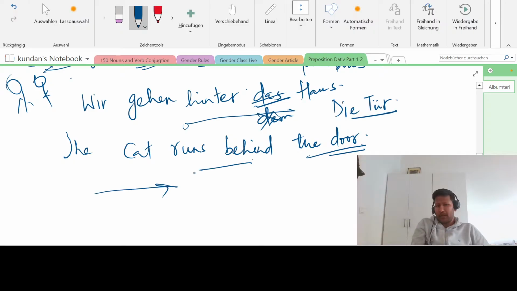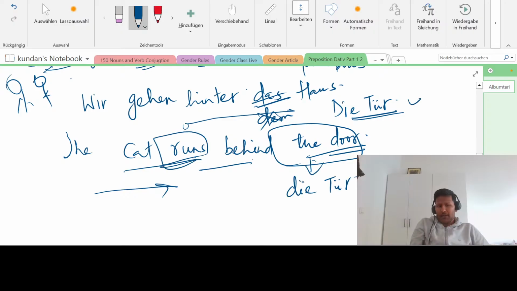So this is a movement, right? Running. So this die Tür will be in accusative because of running, right? So in accusative, the die will remain the same, die Tür. So I will say die Katze, laufen is to run, right?